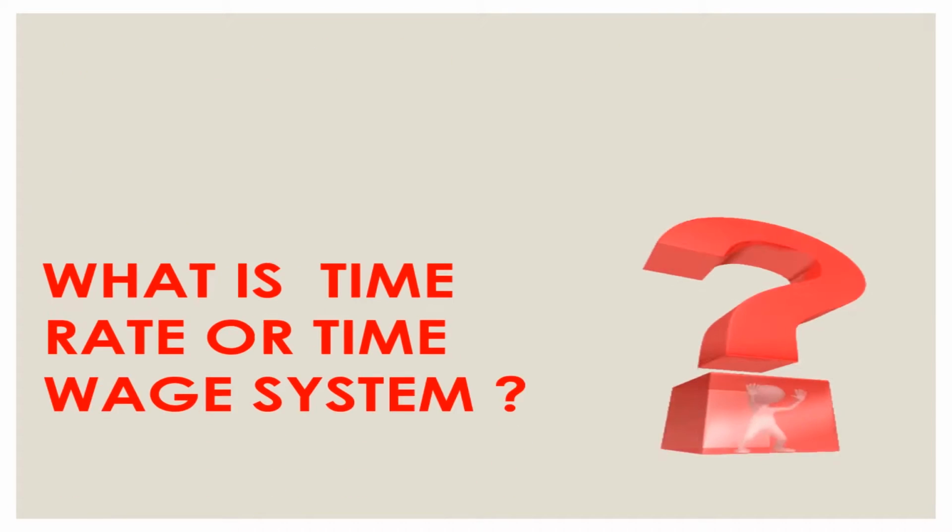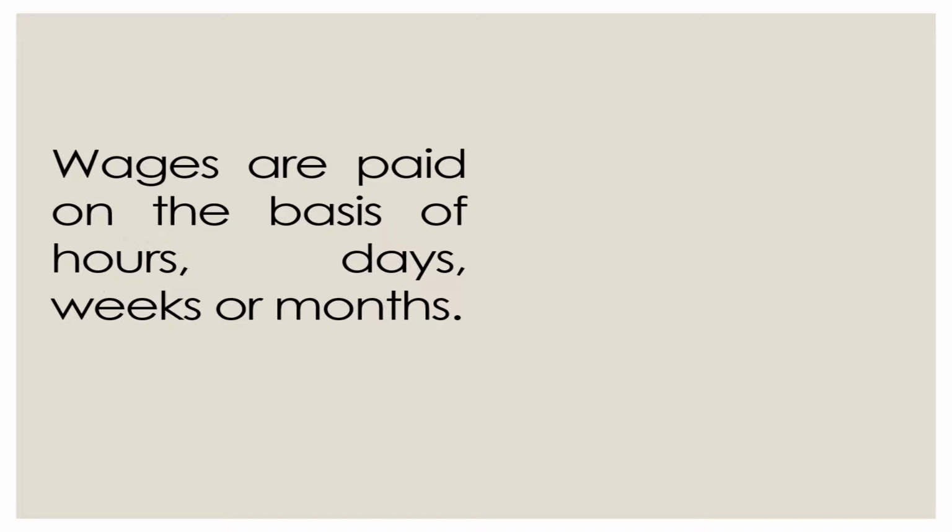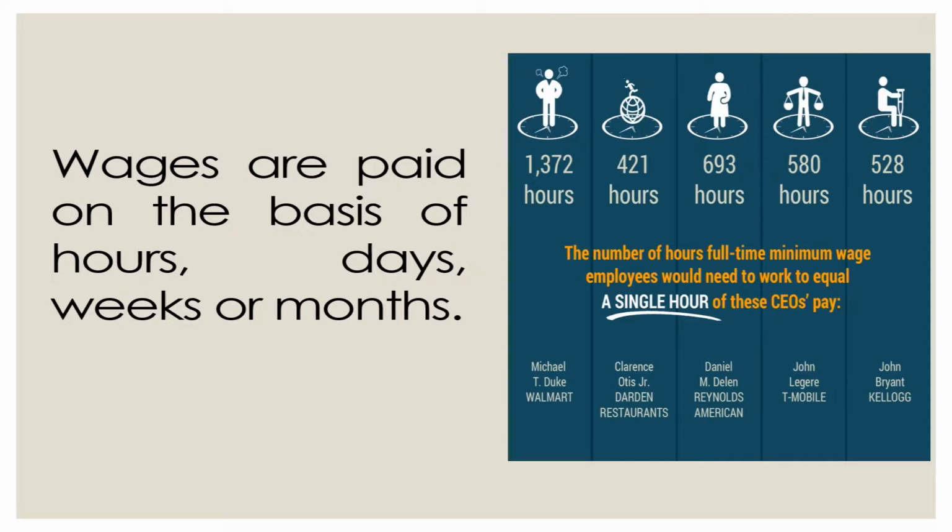So, what is then time rate, or time wages system? The time rate, or time wage system, is explained as a system of wage payment that considers the time spent by a worker in the factory. Hence, according to this system, wages are paid on the basis of hours, days, weeks or months.